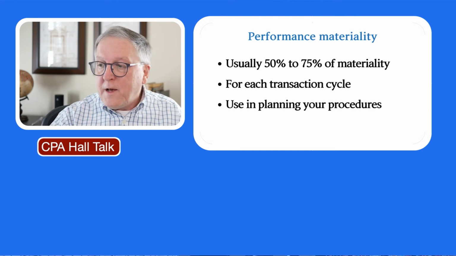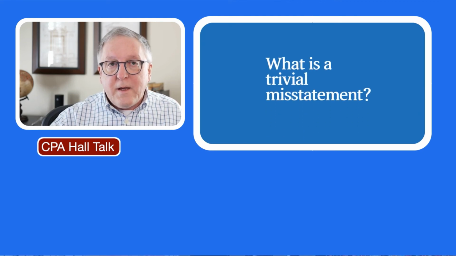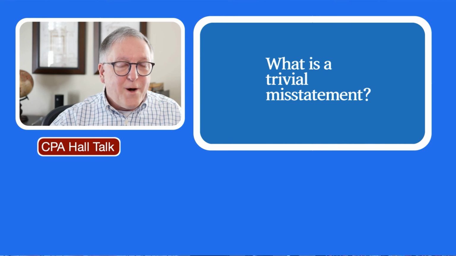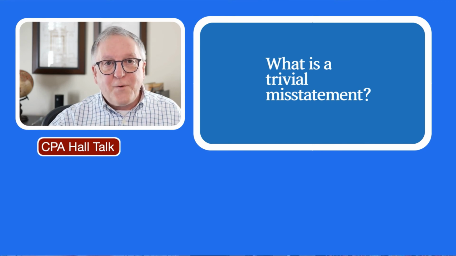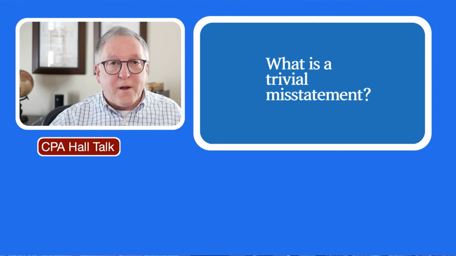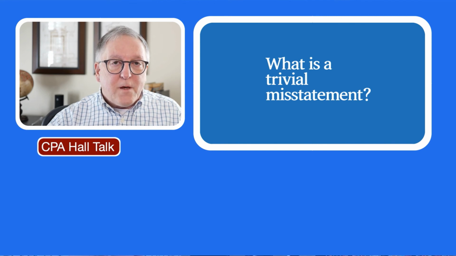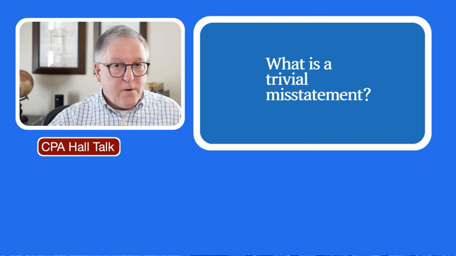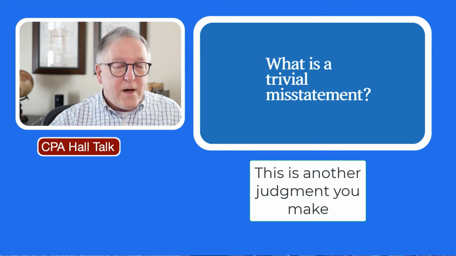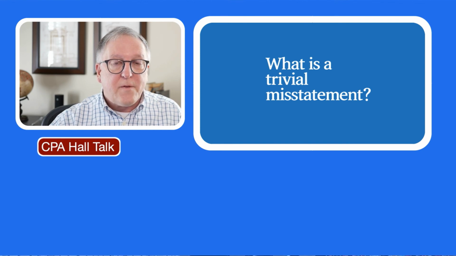Another concept that appears in this area of materiality is trivial misstatements. So what is a trivial misstatement? Well, as you would guess, it's something that's not important. You're going to compute and document your trivial misstatement amount, and it should be relatively low. So let's say that materiality is $1 million and your performance materiality is, say, 700,000. You might compute your trivial misstatement at, say, 5% of materiality. So in this case, it would be $50,000.